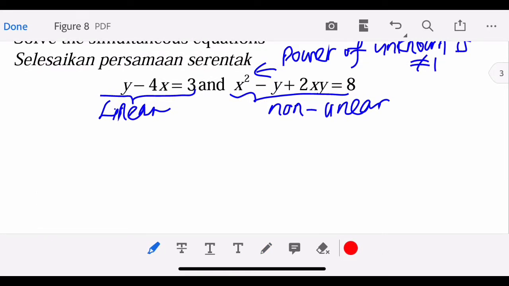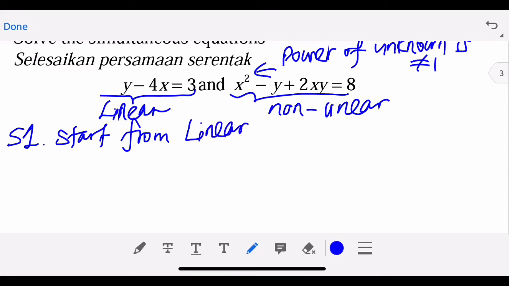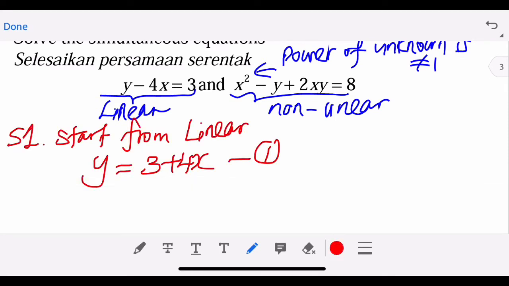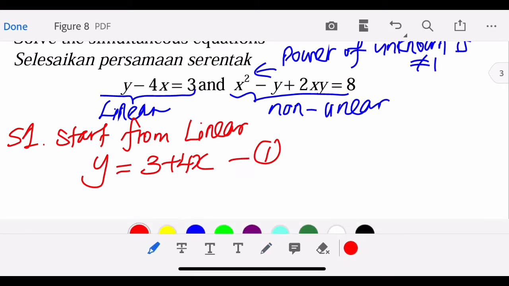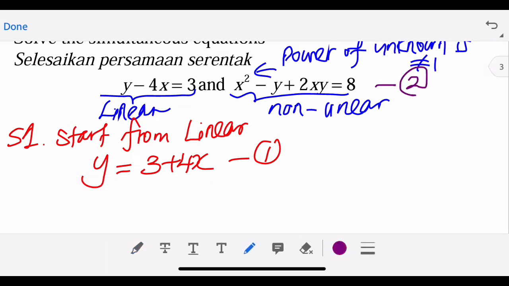So in order to solve simultaneous equation, we always start from the easy one, which is linear equation. So the step 1, you have to start from the linear equation, and you need to express the y in terms of the x. So y, it must be 1y equal to 3 plus 4x. It's easier than you do x as in terms of y, right? So we always choose the easier way to avoid careless mistake. Alright, so then that will be equation number 2.